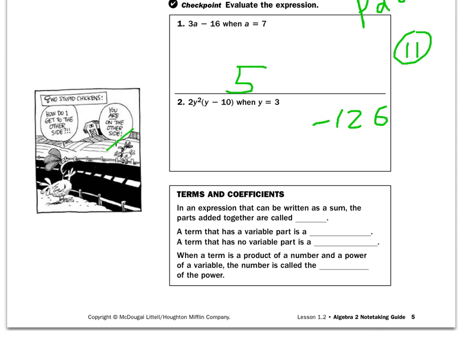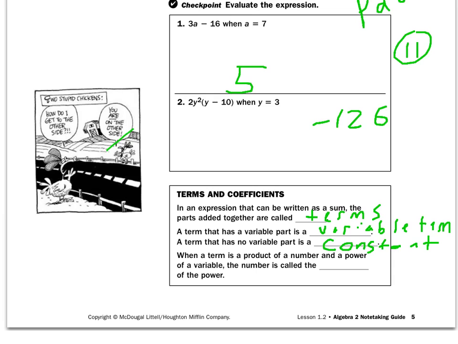All right. Terms and coefficients. In an expression that can be written as a sum, the parts added together are called the terms. Okay? A term that has a variable is called a variable term. That's pretty simple to remember. And a part that doesn't have a variable, it doesn't have a letter, then it doesn't change, and so we call it a constant.